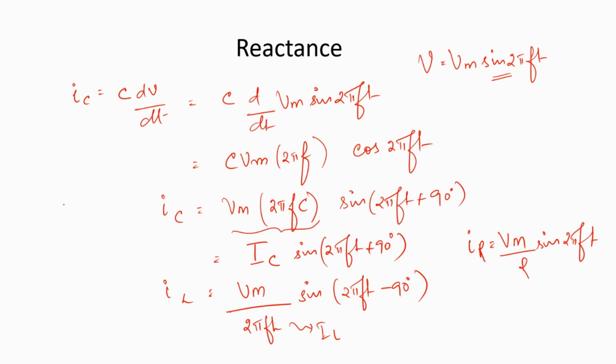So if I am able to draw a phasor diagram for this, if this is going to be my 0, so current IR will be like this, in phase with my voltage.